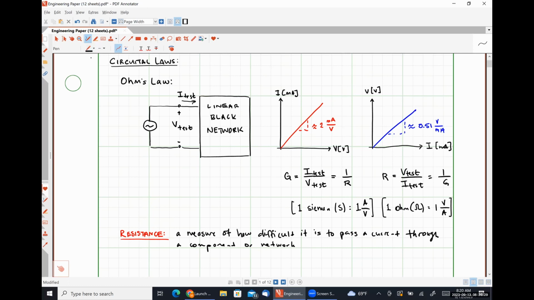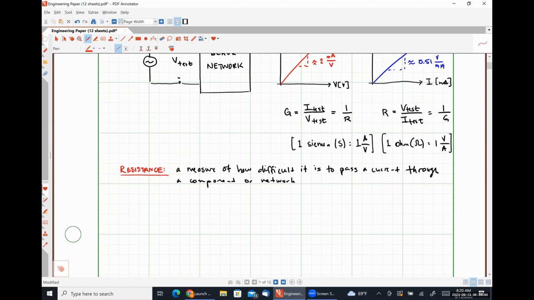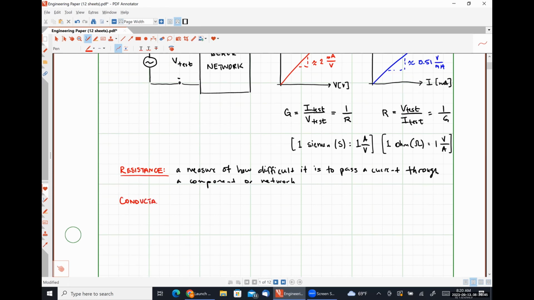So from this definition, what I mean explicitly is the larger the resistance value, the harder it is to pass a fixed amount of current. Okay. And then conductance is just the opposite. It is a measure of how easy it is to pass a current through a component or network.